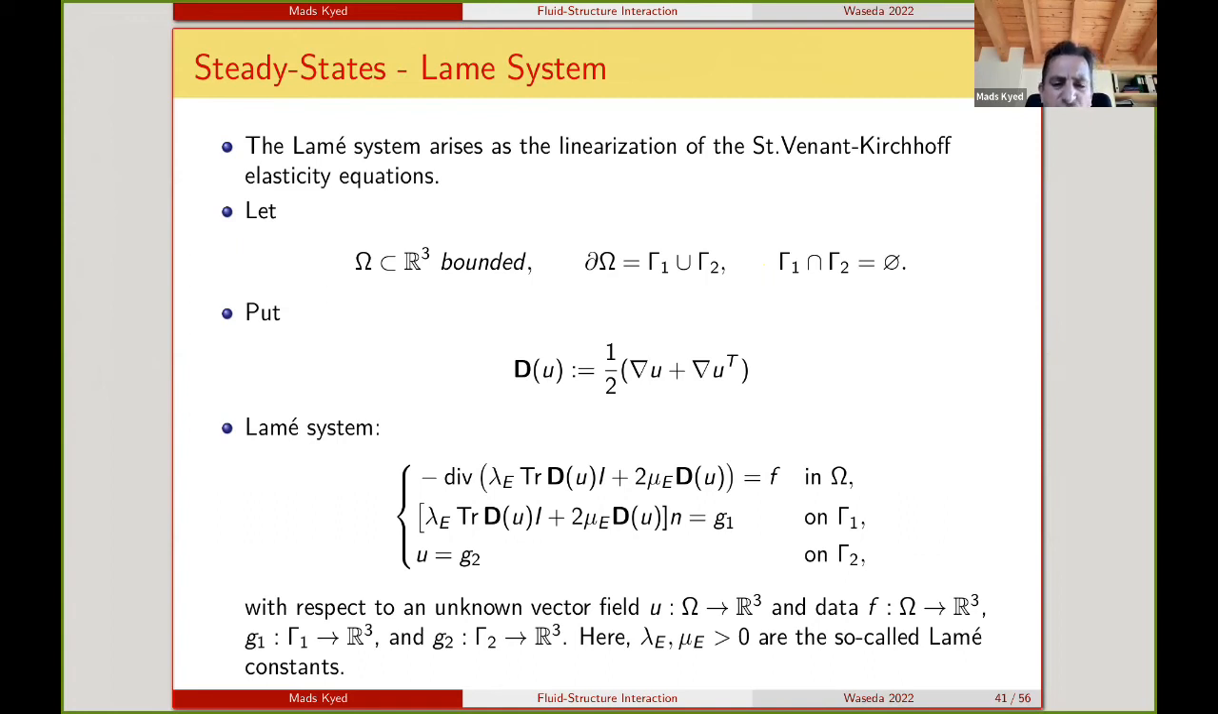So we have the divergence of the first Lamé constant, lambda, times the trace of du times the identity matrix, plus 2 times the second Lamé constant times du. So the divergence of this must be equal to the outer force, and then we have the tensor in the divergence expression, times n, equal to g1 on the gamma 1 boundary, and u is equal to g2 on the second part of the boundary.